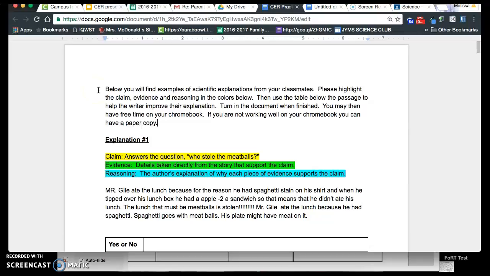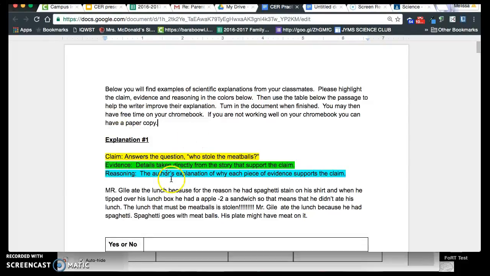It says below you will find examples of scientific explanations from your classmates. These are the scientific explanations we wrote yesterday as a class together. You're going to do some work to give feedback to your classmates on their explanations, also helping you learn a little bit more about how to write an explanation and what my expectations are.